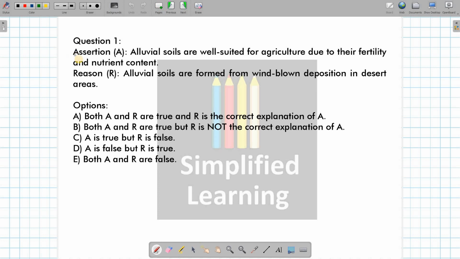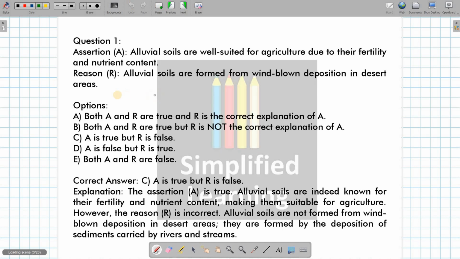First question, the assertion that we are having is alluvial soils are well suited for agricultural uses due to their fertility and nutrient content. Yes, this sounds to be true, right? Then the reason, that is the second statement, is alluvial soils are formed from wind blown deposition, which is looking like incorrect. Okay, and we are having the options. So the correct answer here goes as C.